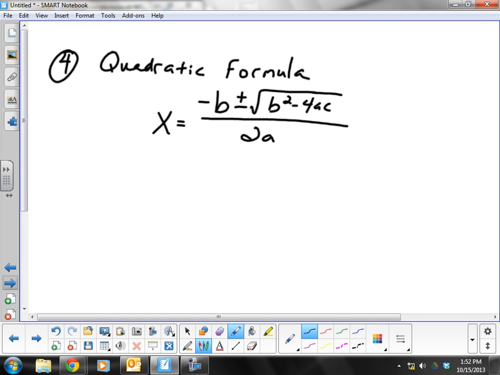Quadratic formula is based on the equation in standard form. So it's ax squared plus bx plus c equals 0. So a is the coefficient of the x squared term, b is the coefficient of the x term, and c is the constant. But this only works if what? I have the equation set equal to 0. Okay? That's the big part of it.